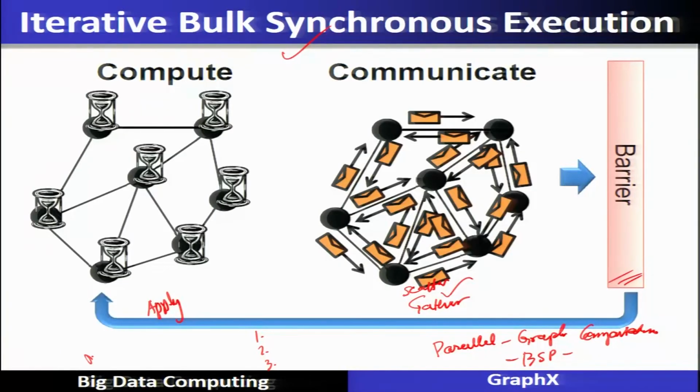Let us say Pregel, and then GraphLab, and Giraph, and GraphX. So, all these are performing the same set of basic operations to support the iterative bulk synchronous execution, and using that, the vertex programs can be written in a very simplified manner for different graph algorithms.